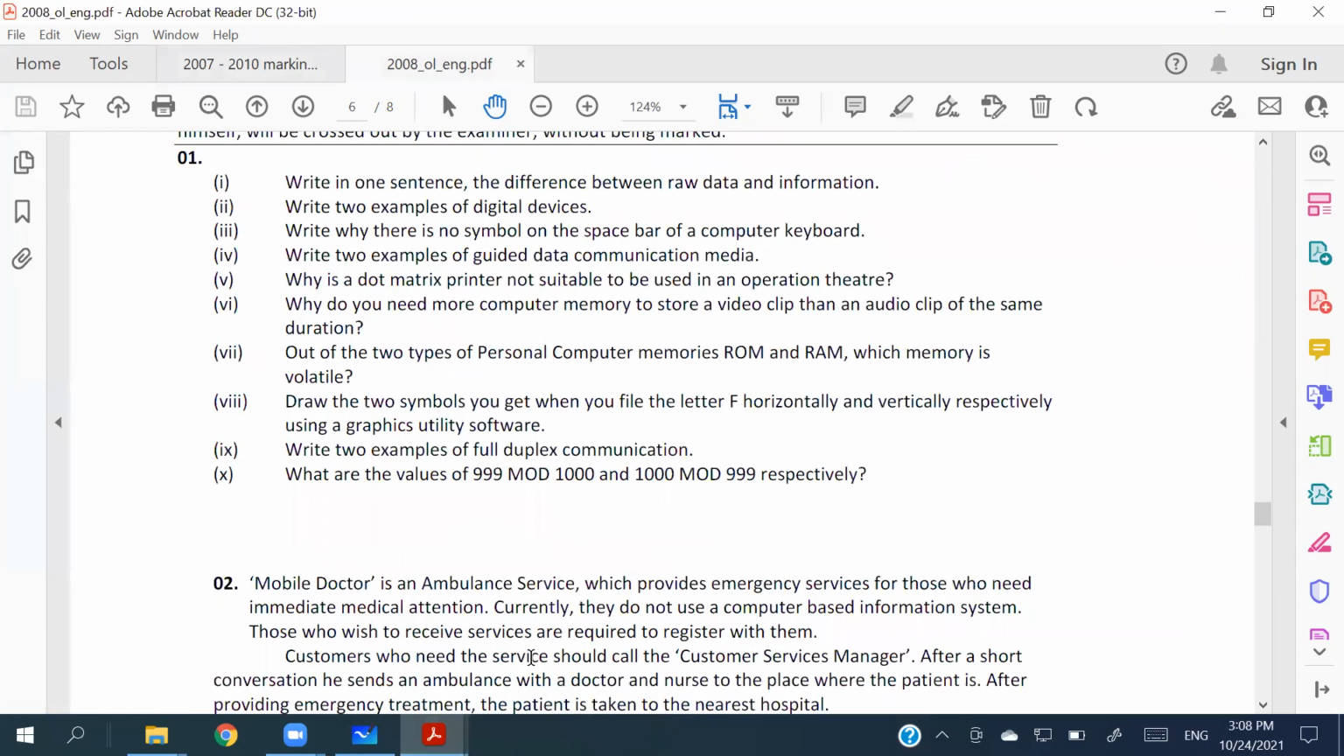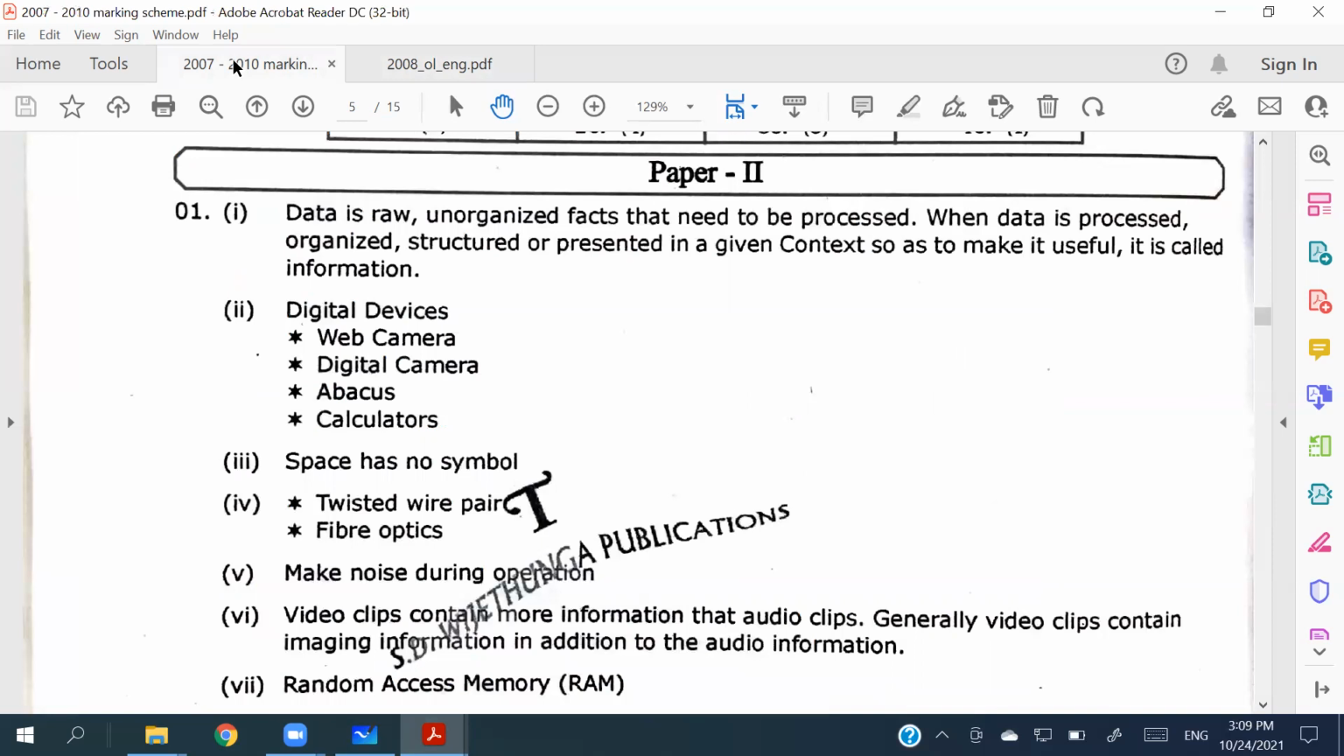And in the next question, they are asking, write 2 examples of guided data communication media. When it comes to guided data communication media, what are the things that we have? We have coaxial cables, twisted pairs, and fiber optics. Any 2 of those will give you 2 marks. So your answer can contain coaxial, twisted pair, fiber optics.